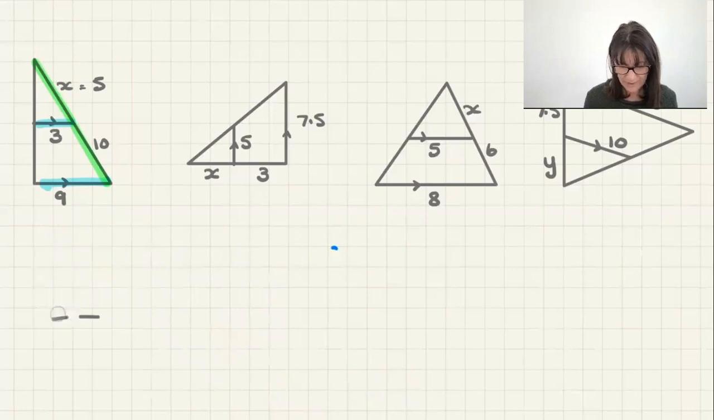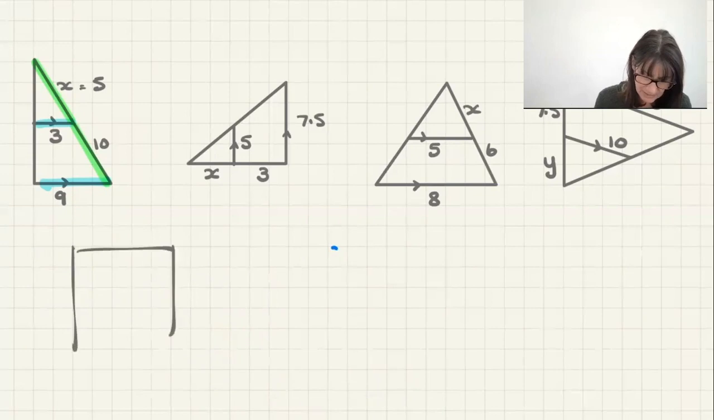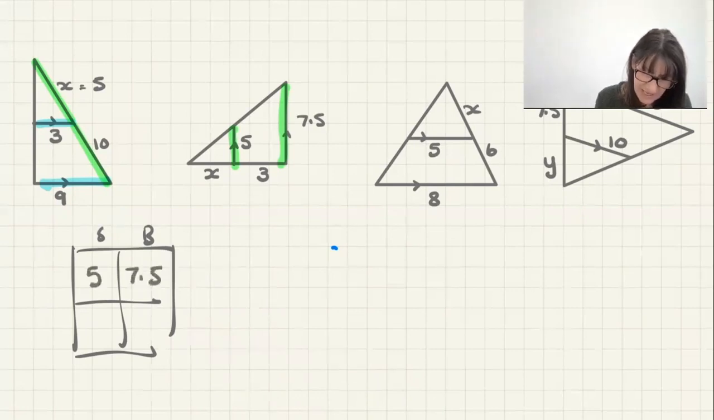All right, so here we go. Question 2. I'm going to set up my box. Ready? I've got a small and a big. Find that matching pair. That's really important. They are there. So we've got 5, 7.5 on the big. The full length of the big triangle is x plus 3.